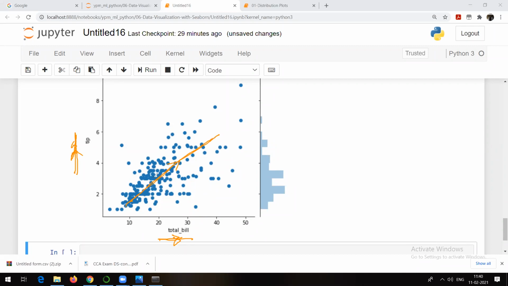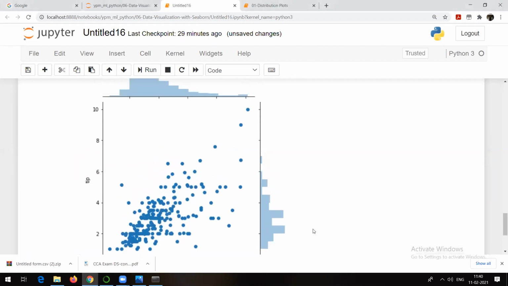And one more point is that most of the data points are between 10 and 20. That means more people generated a bill between $10 and $20 whosoever visits the restaurant. So the scatter plot is showing you that particular relationship. It's called a joint plot because you have a scatter plot and you have this plot also.